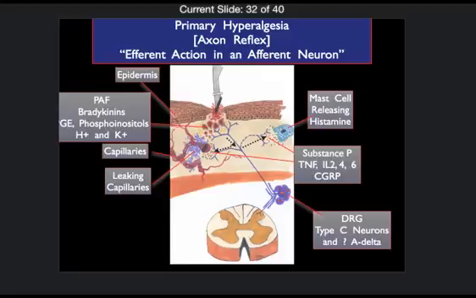I won't argue with that, and I think it's a point of reference that you should keep. To me, all pain is neuropathic, because sometimes we can't figure out what damage a non-neuronal injury has caused the neuron. And in a way, this will display it. Let's take the so-called primary hyperalgesia axon reflex, which is, in my way of thinking, an efferent action in an afferent neuron.